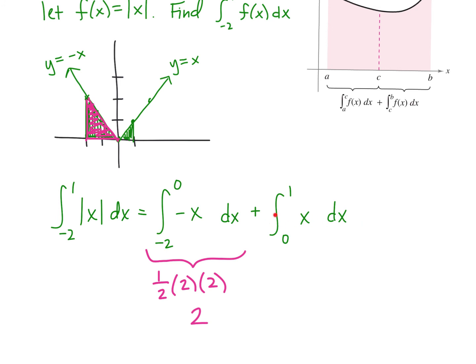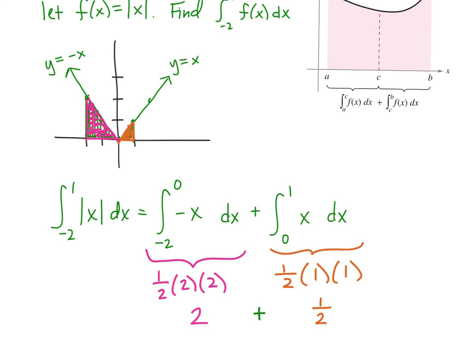Then let's find this guy right here, which is the area of this triangle from 0 to 1, and we'll do that one in orange. So this triangle obviously is smaller. The area of this triangle, again, is 1/2 base times height. The base here is 1 and the height here is 1. So this will end up having 1/2 times 1, which is 1/2, times another 1. So this has an area of 1/2.